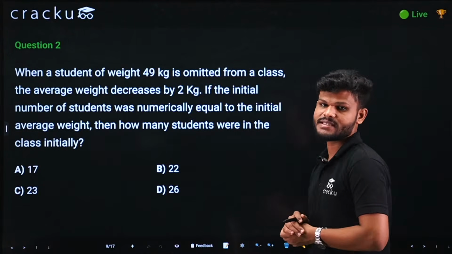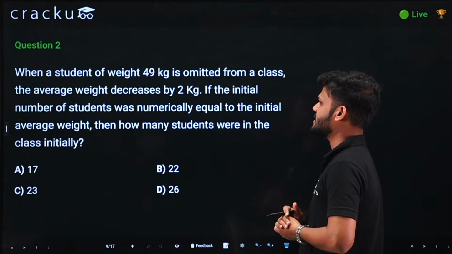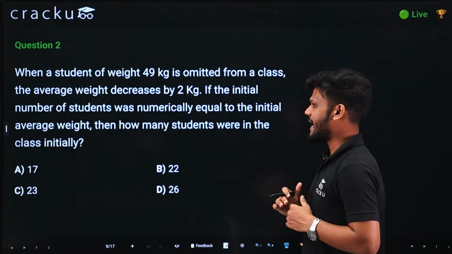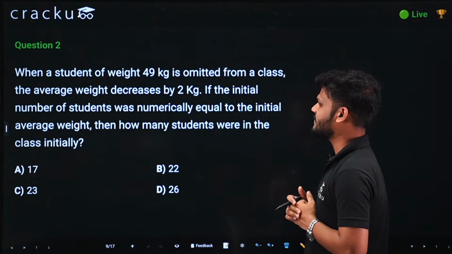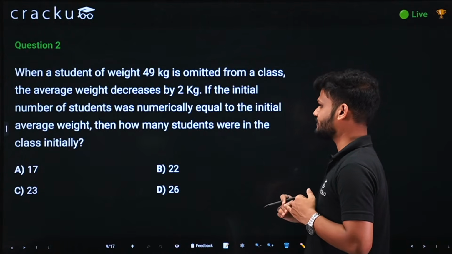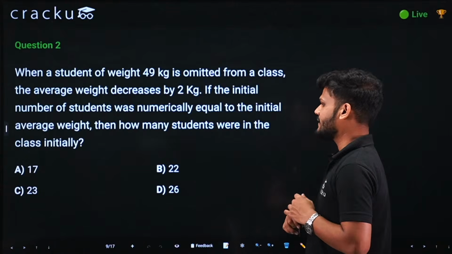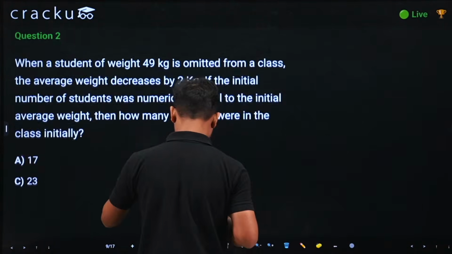What does this question say? It says that when a student of weight 49 kg is omitted, means removed, from a class, the average weight decreases by 2 kg. If the initial number of students was numerically equal to the initial average weight, then how many students were in the class initially? How can you solve this quickly?